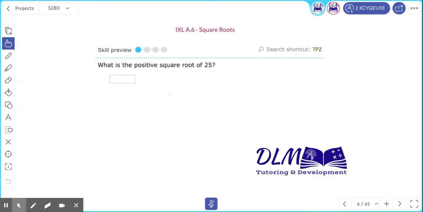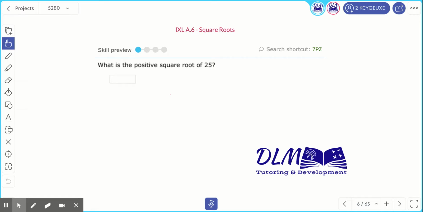In order to be able to find the square root of a number, first we need to know what a square root is. A square root is simply the number that when it's multiplied by itself, gets the original number. So the square root of a number is the value that when it's multiplied by itself, you get the original number. So in this case, we want to know the positive square root of 25.